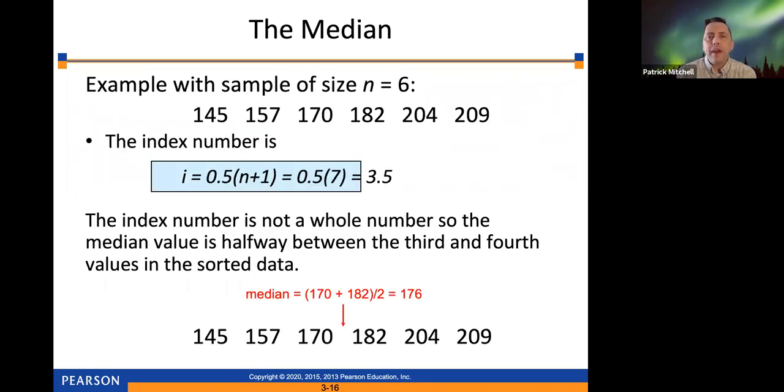So for example, with a sample of size n equals 6, the index number, as I define it, would be 0.5 times n plus 1, which is 0.5 times 7, which comes out to 3.5. Since the index number is not a whole number, the median is halfway between the third and fourth values in the sorted data. The third value is 170. The fourth value is 182. So the median would be the mean of 170 and 182, which is 176.